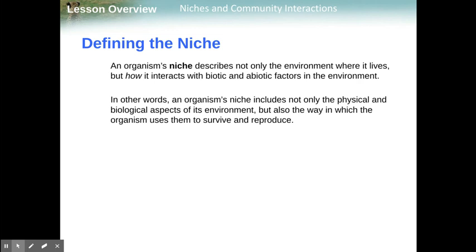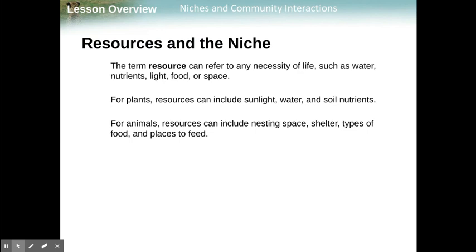So it includes not only the physical and biological aspects, but also the way in which it uses them to, importantly, survive and reproduce. So within this niche, we have to look at our different resources, things like water, nutrients, light, food, space, or even the availability of a mate. Okay, we can consider that loosely as a resource as well.